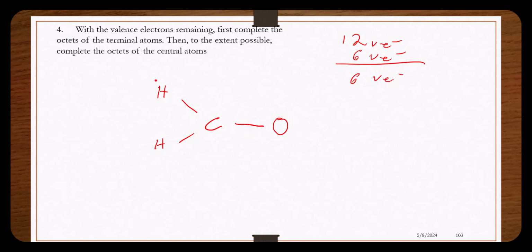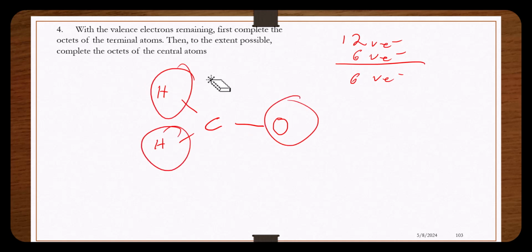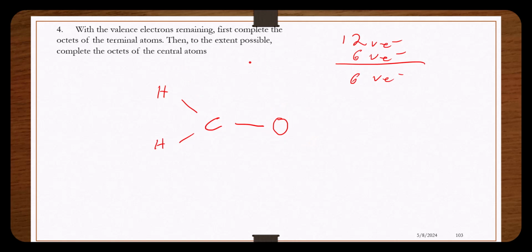The terminal atoms are the hydrogens, right here, and the oxygen right here. We can't distribute the remaining valence electrons on the hydrogen atoms because they have a filled valence shell with 2 electrons. So that means we have to distribute the electrons to the oxygen first.